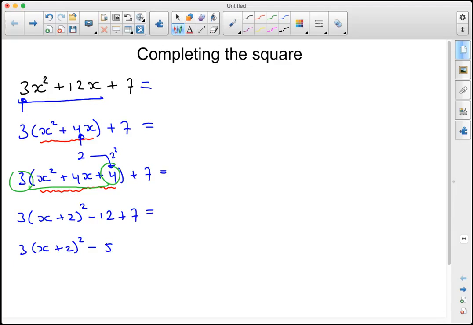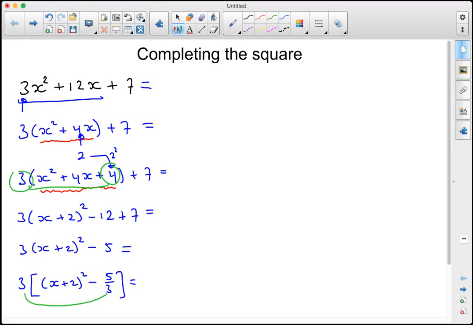Now that completing the square part is done, we will now manipulate it so that we have the difference of 2 squares. In order to do so, I want 3 as a common factor on the whole. So I'm going to do it like this. I'm going to make 5 over 3. And with the big brackets, this will multiply into -5. That's what it needs to be.